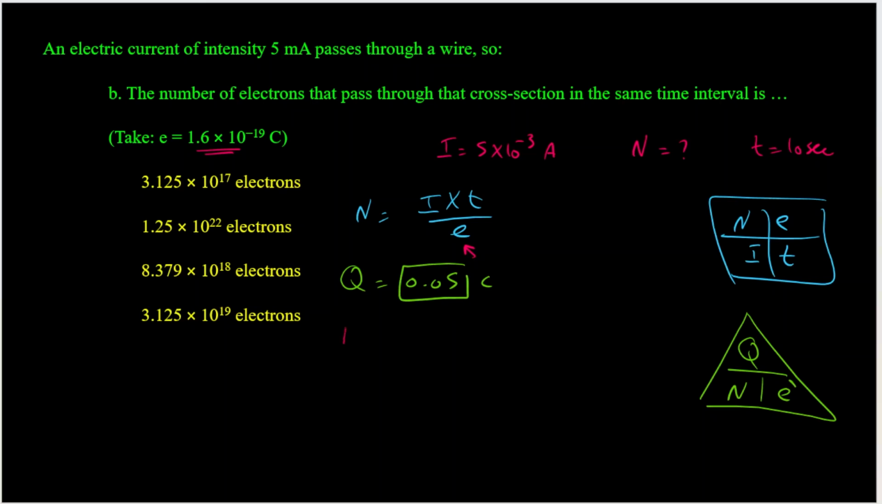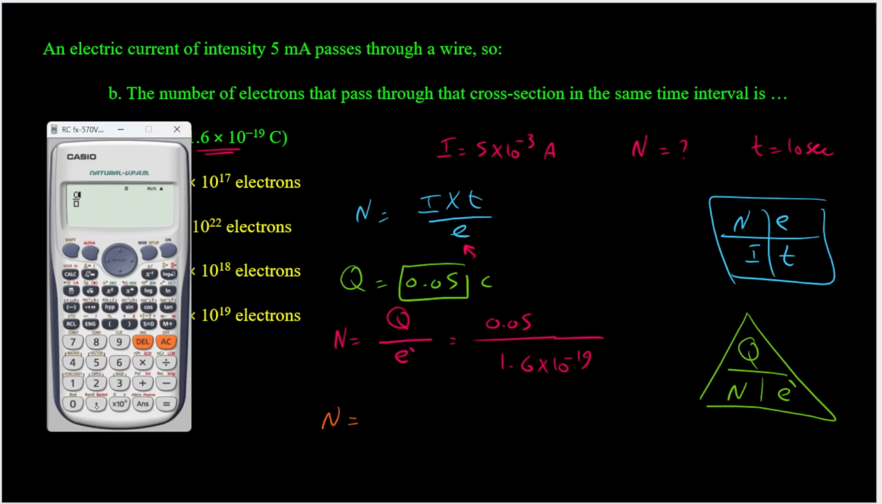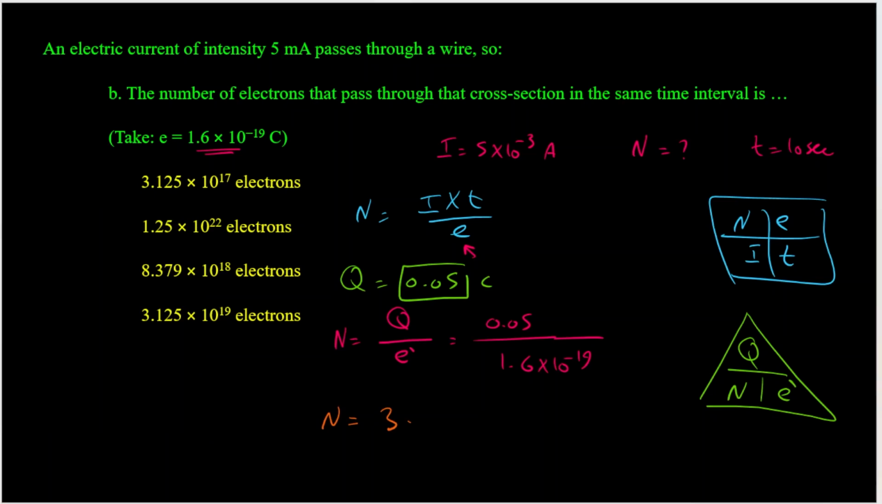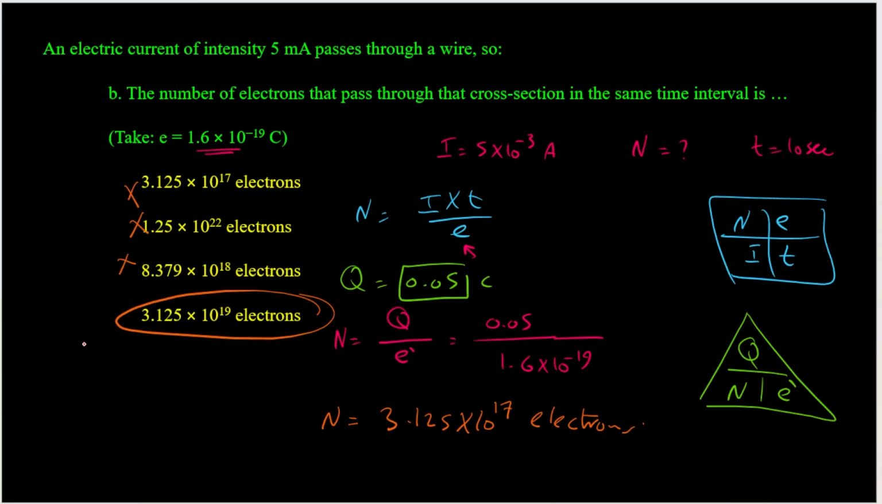So to calculate the number of electrons, you just divide the total charge by the charge of one electron. The total charge is 0.05. The charge of one electron is equal to 1.6 times 10 power negative 19 coulomb. So the total number of electrons in this case is equal to 0.05 divided by 1.6 times 10 power negative 19. So it's equal to 3.125 times 10 power 17 electrons. So in this case, the answer is D.